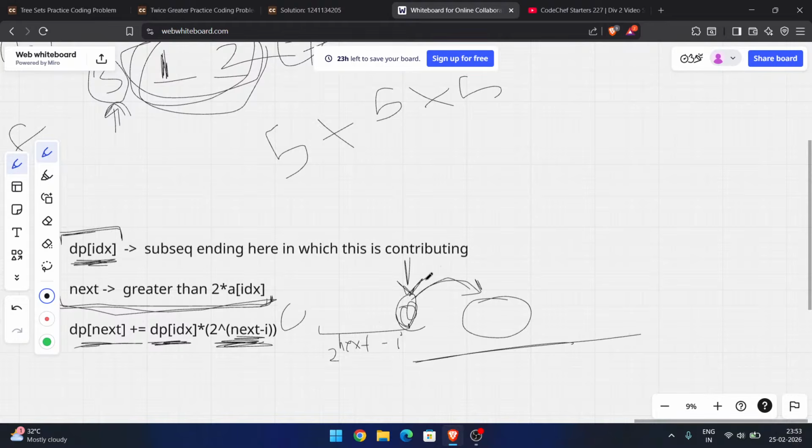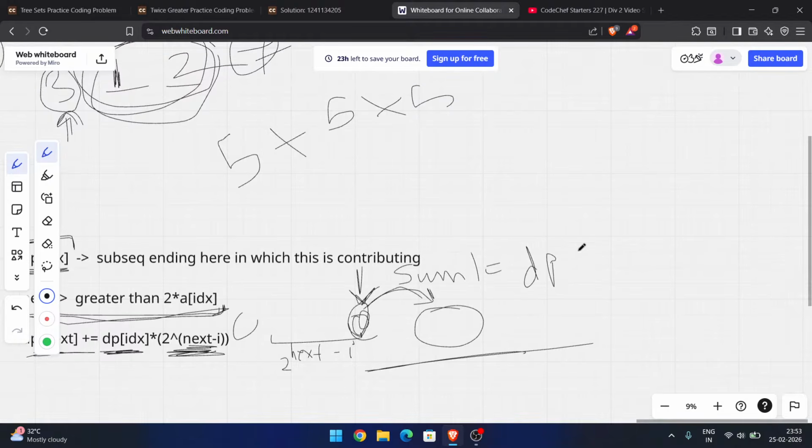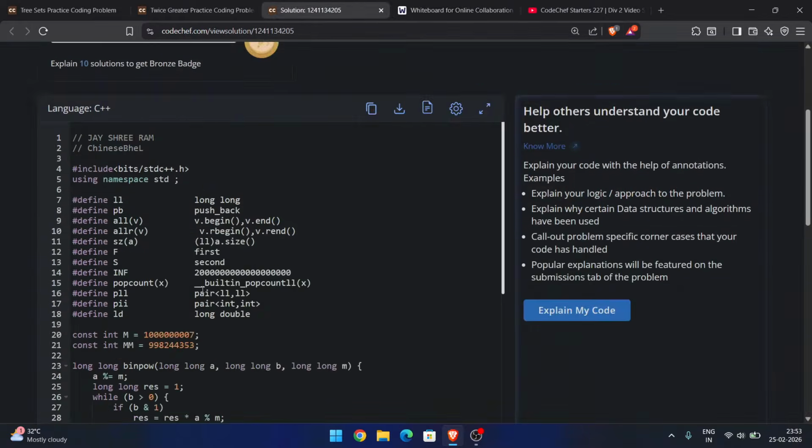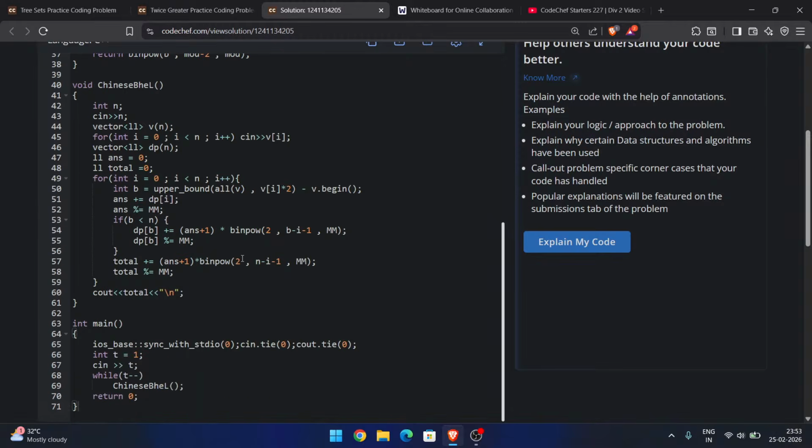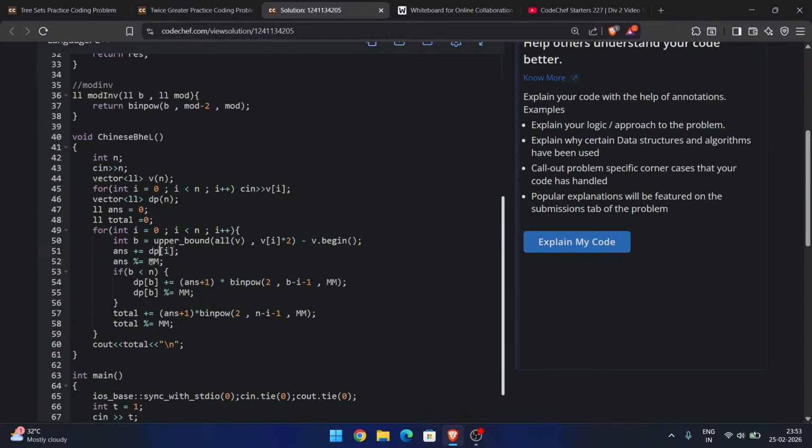So from here, I can get sum 1. What would be my sum 1? That would be dp of this index. If I show you the code, you will understand better. As I said, we want two answers, which means we want sum 1 and sum 2. So this is sum 2.